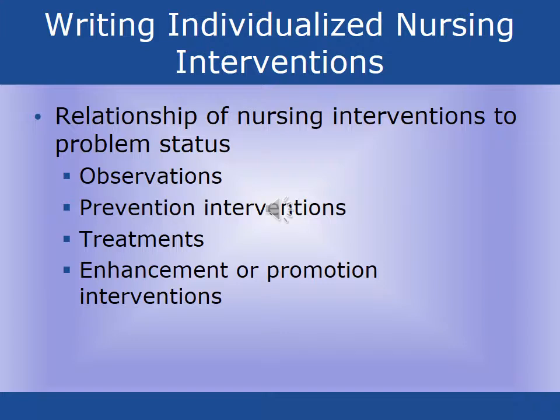So what's the relationship of nursing interventions to the problem status? One, it's your observations. It's your prevention interventions. What are you doing to prevent? What treatments are you doing based on orders? And it's enhancement or promotion of interventions. What are we doing to add to their health and to achieve their health status and health outcomes?